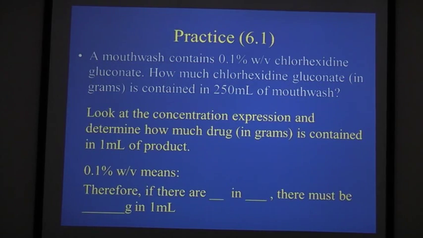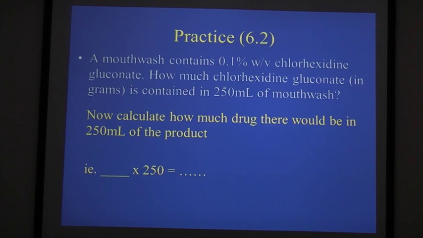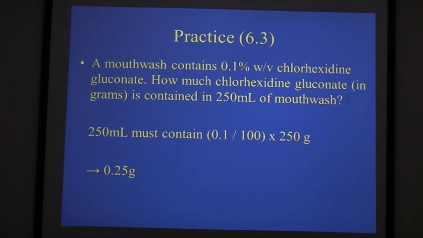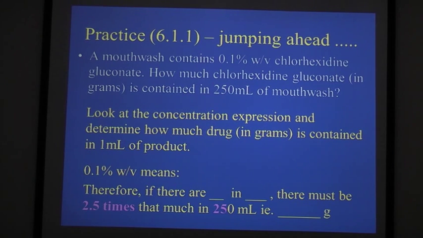So again here, if you look at the concentration expression, 0.1% weight to volume means that you've got 0.1 grams in 100 mils. So therefore you can work out how much in 1 mil by dividing 0.1 by 100, and then you'd multiply it by 250. However, again, like the last time, there is a quick way of doing this. If you look at the question, the ratio between 100 mils and 250 mils is that 250 is 2.5 times 100. So by looking at that, you could just straight away say that all I need to do is 0.1 times 2.5 and I will have my answer. Okay?